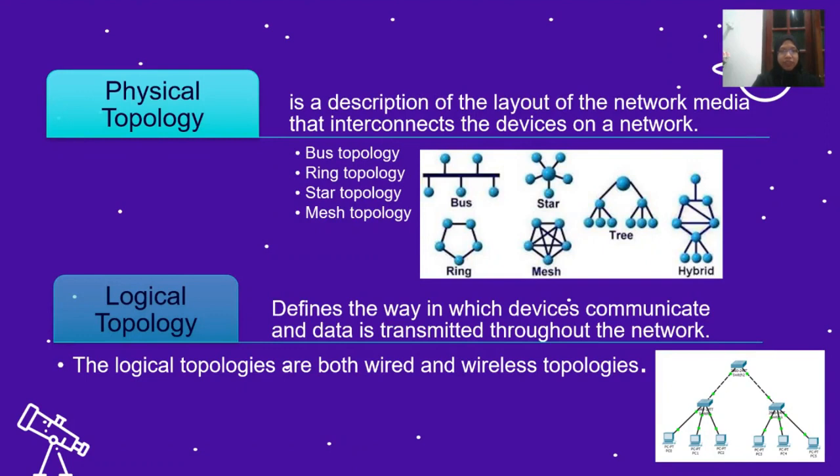Network topology refers to the structure of a network, how connections are made between network computers. Importantly, the physical topology and logical topology architecture are different. The same logical network architectural model can be implemented using various physical topologies. A logical topology is a description of the layout of network media that interconnect the devices on a network. The physical topologies that are implemented today include the bus, ring, star, and mesh. A logical topology defines the way in which devices communicate and data is transmitted throughout the network. The logical topologies are both wired and wireless topology.